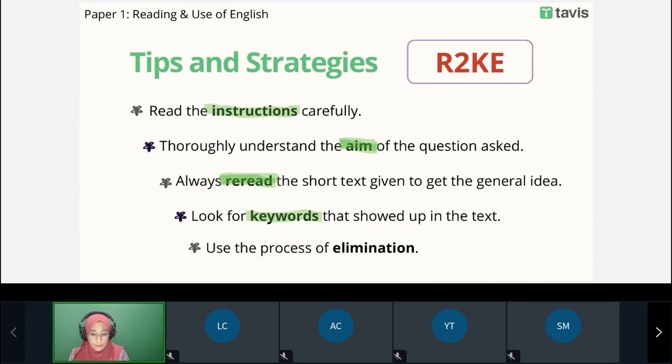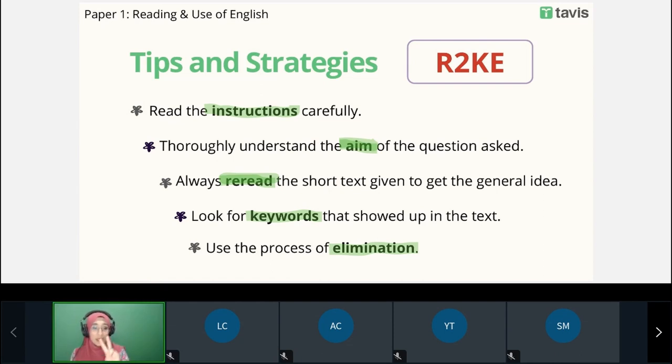And then, when it comes to the last part, once you have read the question and the instructions and you have got the idea, what you can do is use the process of elimination. What is elimination? You try and remove, cross out, the wrong answers. Not the right answer. Please don't remove the right answer; remove the wrong answers. Because you only need to answer one letter only.